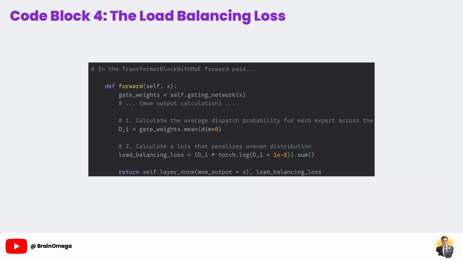Here's how we calculate it inside our MoE block. After getting the gate weights, we first calculate the average weight, or dispatch probability, assigned to each expert across the entire batch of data. Then we apply a formula that penalizes this distribution if it's not uniform. We'll add this load balancing loss to our main classification loss during training. This nudges the gating network to explore using different experts, leading to better overall model performance.